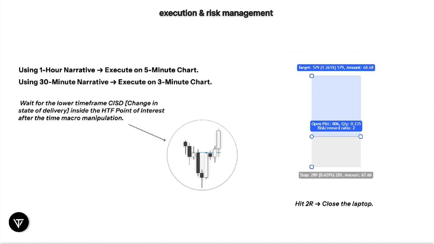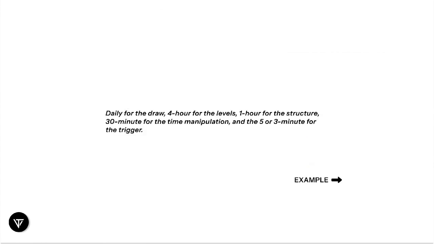You know, sometimes people get greedy and want those 1 to 10 bangers, but a strict 2R keeps my equity curve smooth. It builds consistency. Hit the 2R, close the laptop, and walk away. That's the business. So yeah, that is exactly how I trade.